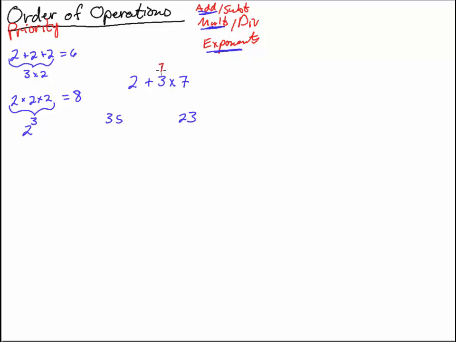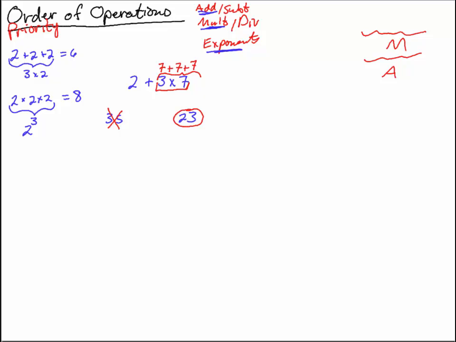Well, this is really 7 plus 7 plus 7. That's what 3 times 7 really is. 7 plus 7 plus 7 is 21 plus 2 is 23. This is the right answer. So if we violate that and say, oh, 2 plus 3 is 5, and then do stuff, we end up with the wrong answer based on what multiplication really is. So this says, yes, always do multiplication. Let's write it over here. Always do multiplication. It's on a higher level than addition. It has a higher priority.